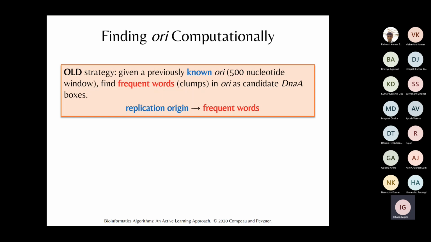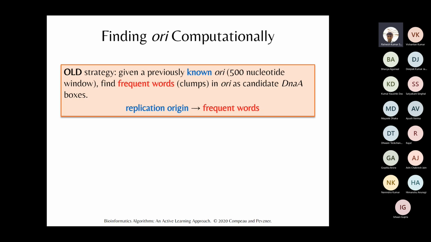Okay, so the old strategy was that given a previously known ORI, in approximately a 500 nucleotide window, find frequent words, or clumps, as we can call them, in an ORI. And these will become candidate DNA boxes. All right. So the origin of replication is going to have a lot of frequent words, right? So can we use this strategy to look for the origin of replication in a genome? Can somebody tell me how you can use this strategy?